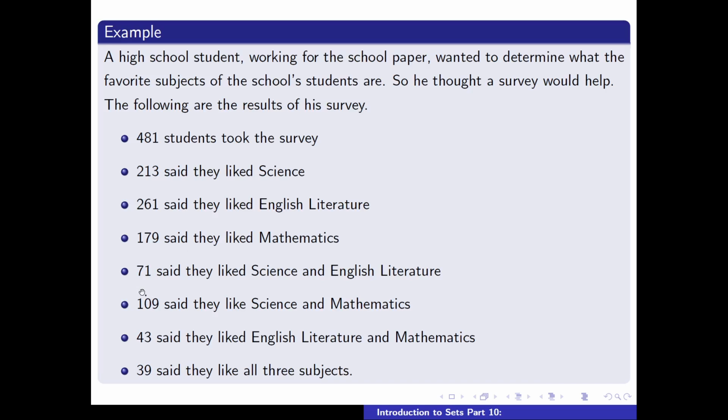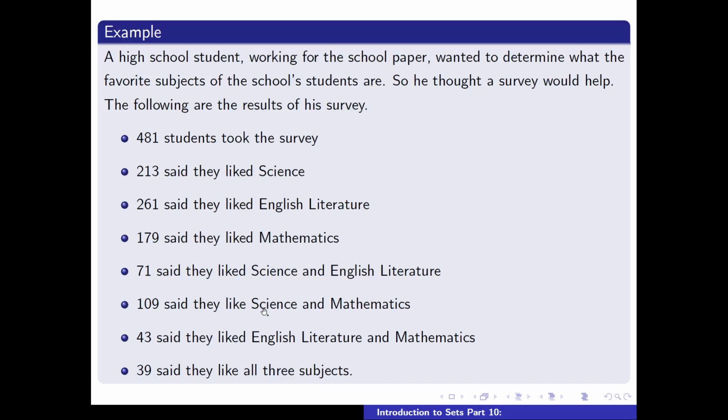Again, of all of these, 71 said they liked science and English, 109 said they liked science and math, 43 said they liked English literature and mathematics, 39 said they liked all 3 subjects. Okay, so keep in mind, the information here isn't necessarily disjoint, right? So some of the people that like science are going to be in this category of those who like science and English literature. And those that like science are also going to be in the category of those that like science and mathematics, right? So we don't have any way of differentiating specifically what goes into each individual region, right?